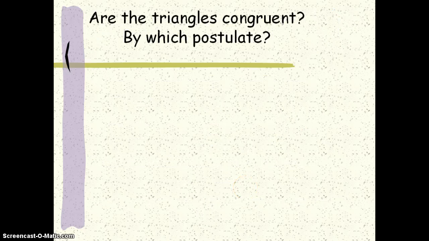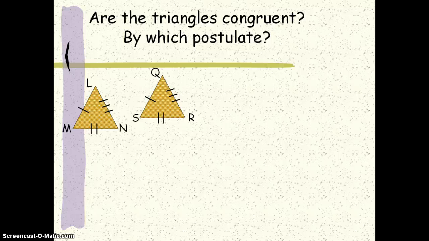Are the triangles congruent by which postulate? So first example, we have LMN and QSR. Since we have 3 pairs of congruent corresponding sides, we can say these triangles are congruent by using the side, side, side postulate. Alright, the next one.